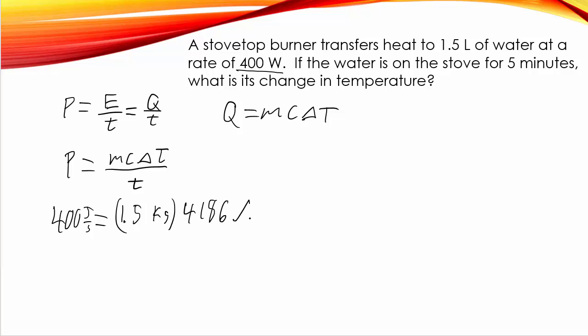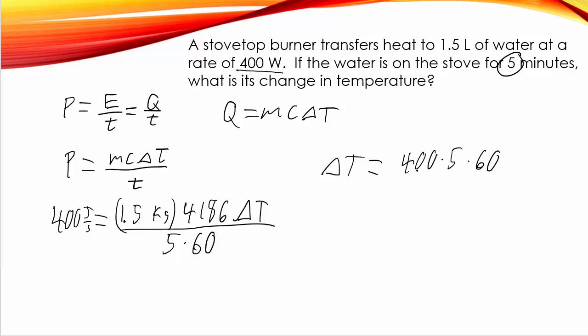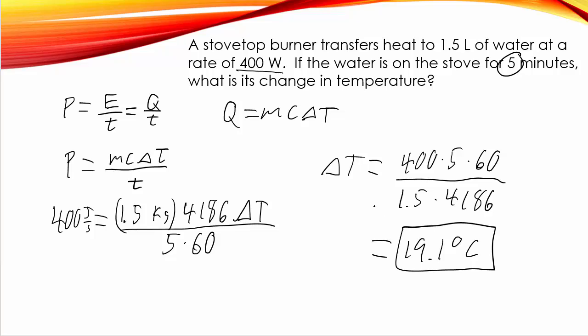So 4,186. Delta T is what I'm trying to find, and then I divide that whole thing by the time. Now this is 5 minutes, but I've got seconds over there, and I need my units to work out, so I'm going to multiply by 60 so that I've got seconds on both of these. If we rearrange things a bit, we're going to get delta T equals 400 times 5 times 60 all over 1.5 times 4,186, and this will come out to be 19.1 degrees Celsius.